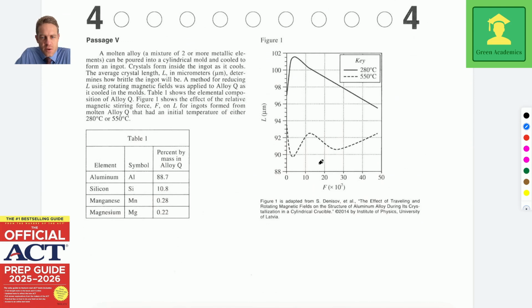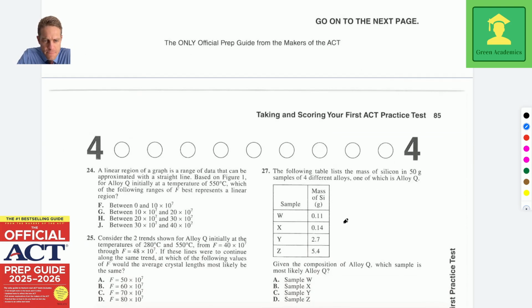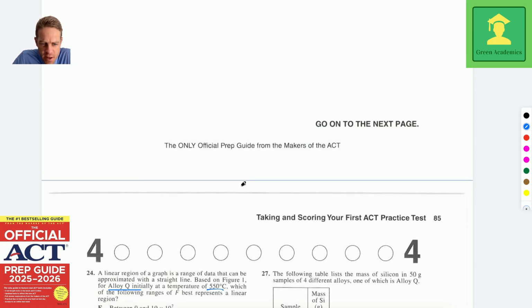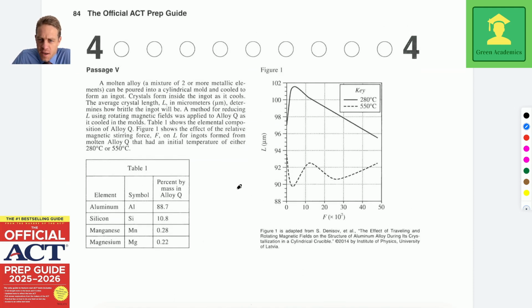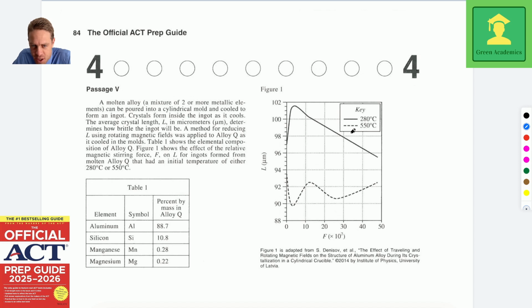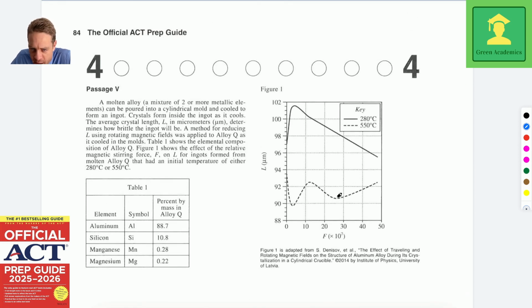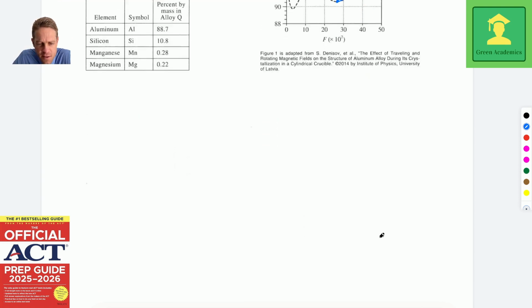Okay, because it has charts and graphs, you jump right to it. A linear region of the graph is a range of data that can be approximated with a straight line. Based on figure 1, for alloy Q initially at a temperature of 550, which of the following ranges of F best represents a linear region? Alloy Q at 550 is the dashed line for alloy Q, and this is the only dash. So I would have said it was from something like 25 to 45. Let's see.